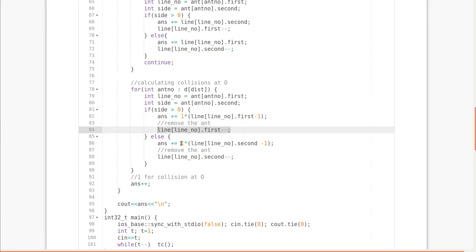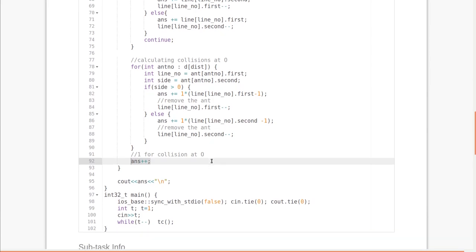Similarly, if it was on the negative side, it will collide with all the aunts on the negative side except itself, because it is reversing its direction. So then I remove the aunt. And then since all these aunts are colliding at point O, I'll add 1 to the answer because there is one collision occurring. So that's it.